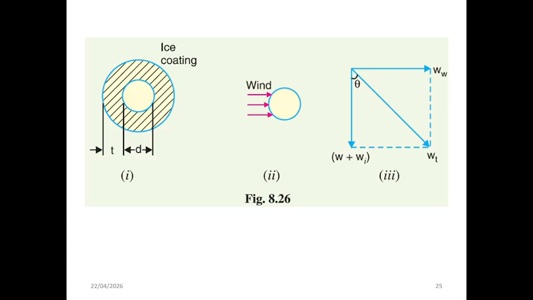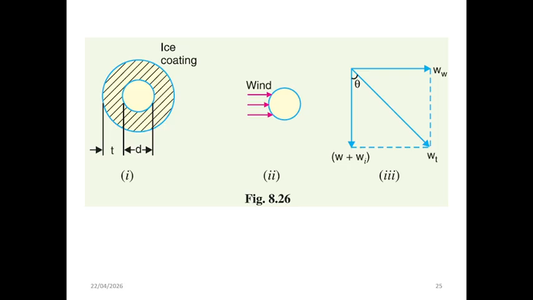All right. This slide shows how wind and ice loading affect a transmission line conductor in practical conditions. On the left hand side, we can see the conductor covered with an ice layer, where t represents the thickness of the ice coating and D is the original diameter of the conductor. The presence of the ice significantly increases the overall weight of the conductor, adding an extra vertical load that acts downward along with the conductor's own weight.